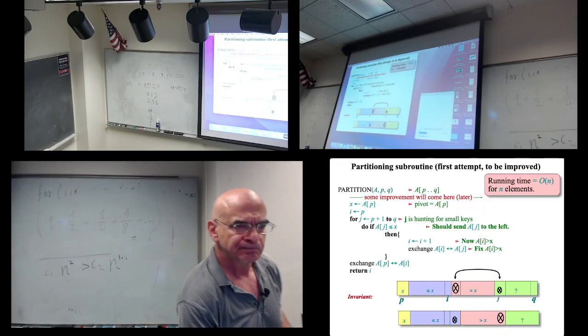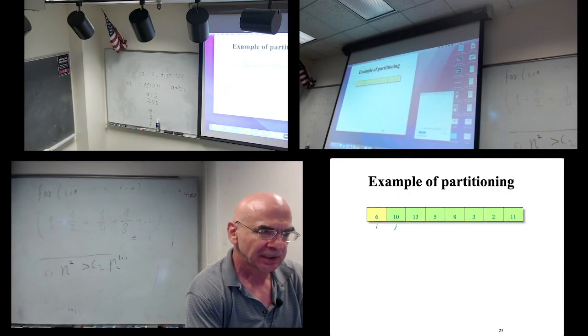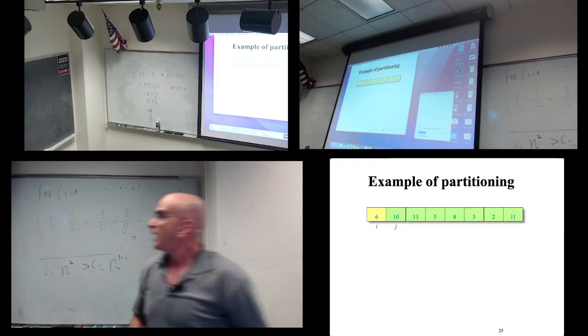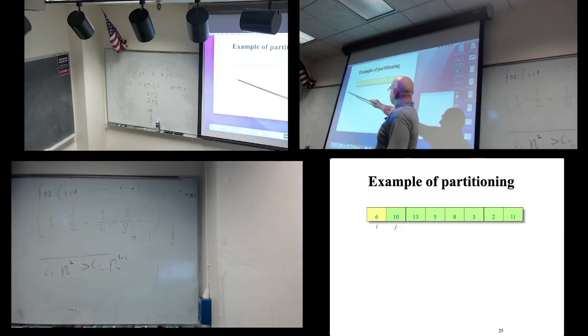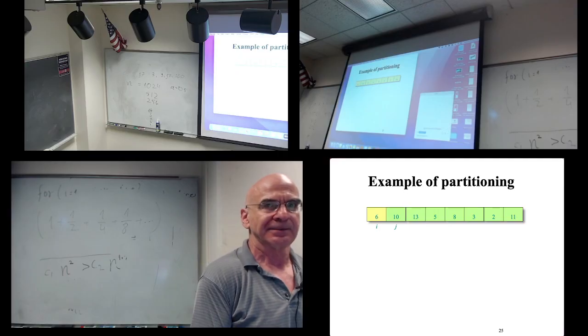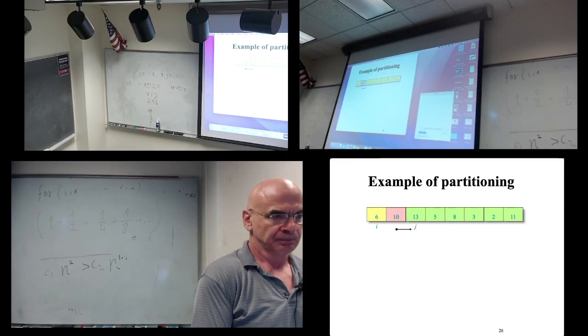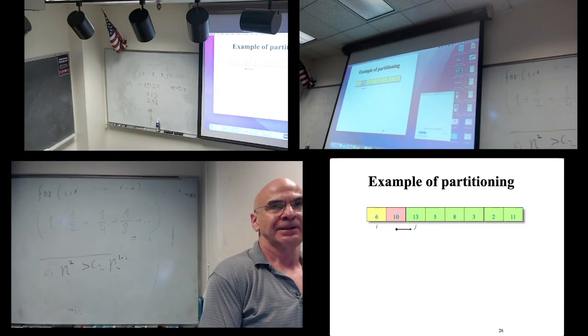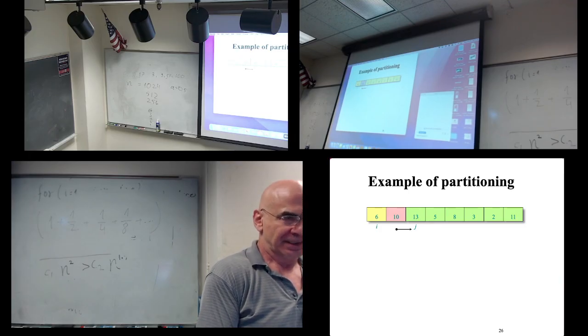Quick example, and please check it at home. Here is where I start. I'll pick the pivot x equals 6, that's I. j will be I plus 1, looking at the 10. And what happens in the if condition of the loop? It asks, is this element smaller or equal than x? The answer is no, it's larger, so go on. It's on the side of the big elements. Next, 13. Smaller than x? No, so go on. It's on the side of the big elements.